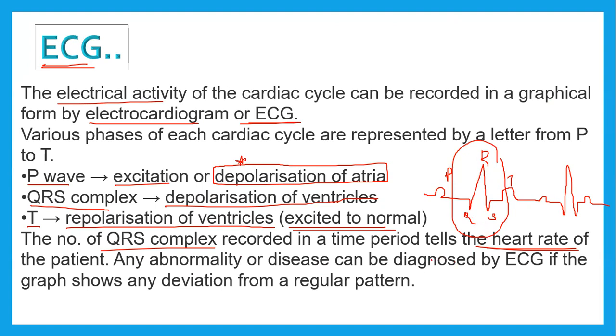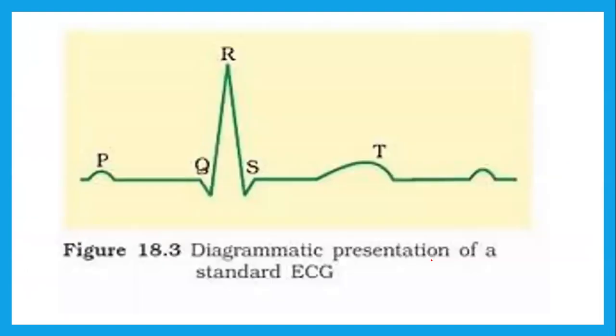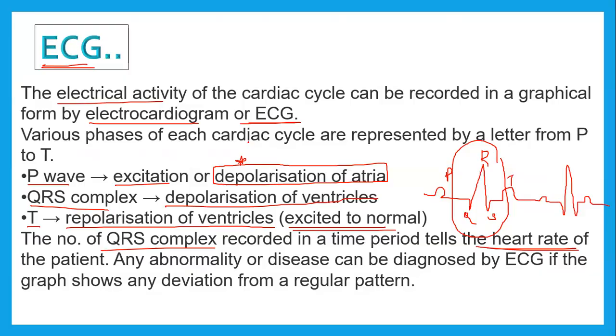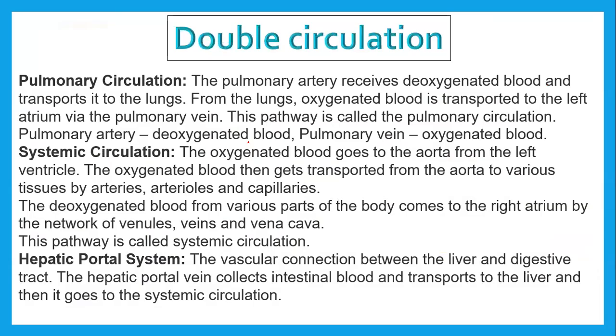And any deviation from this particular normal ECG would refer to what? An abnormality. This is the structure of ECG. Clarity is less. P wave, excitation, depolarization of the atria; QRS complex, which determines the heart rate; and T wave. What is T wave representing? T wave represents the repolarization of the ventricles from the excited form to the normal state.